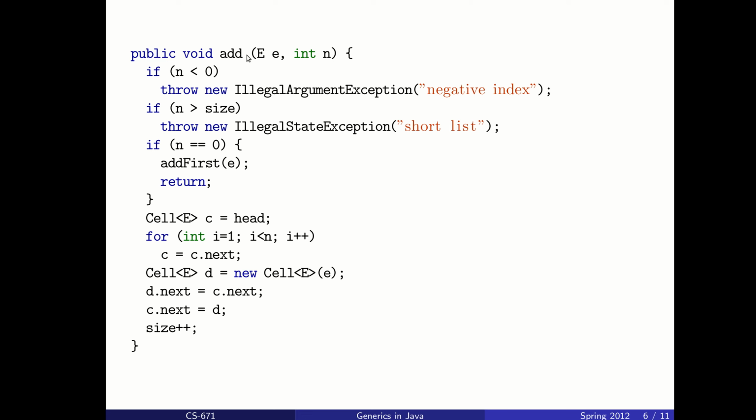Add is similar, except it has to get to that n location. So if n was 0, it will just call add first, but otherwise it does this starting at the head and stepping to the next until it reaches the index we're supposed to be adding at. It creates a new cell just like add first did, but it's going to be setting the next of that new cell to c.next, and then making that new cell be c's next and adding to the size.